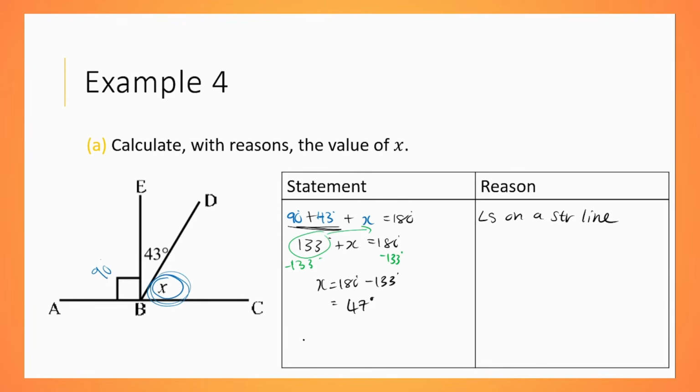You are also allowed to say from the beginning that x is going to be 180, because all of them together is 180, and you minus the 90, and you minus the 43. It would have gotten you the same answer.